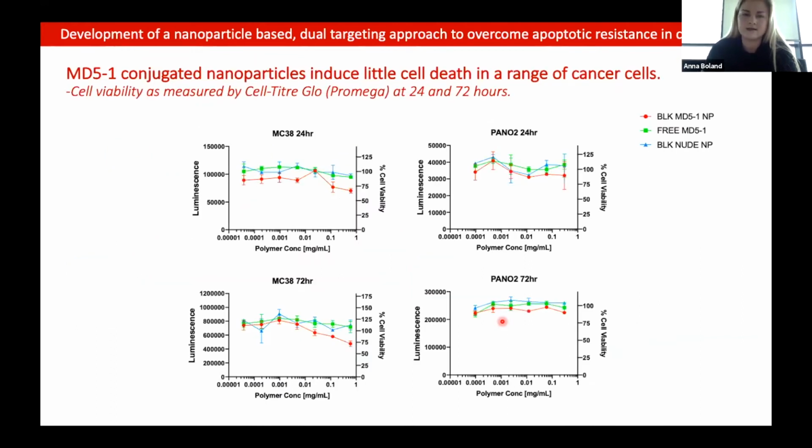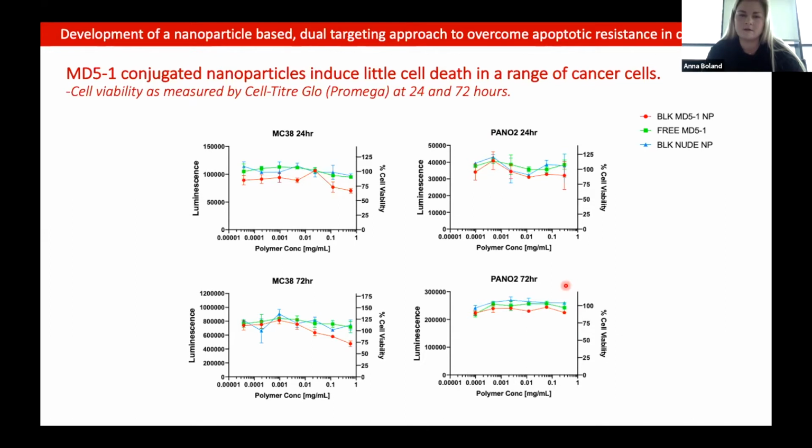So once again, we have our MC38s and our PAN02s. We use CellTiter-Glo at 24 and 72 hours. Here our line of interest is this red line. These are our antibody-decorated particles. And then we also have our free antibody and our blank nanoparticles, neither of which is able to induce any meaningful reduction in cell viability. Our nanoparticles in the MC38s were shown to maybe reduce viability by between 25 and 30% at 24 and 72 hours, and much more variable, probably only about 10%, in the PAN02s.